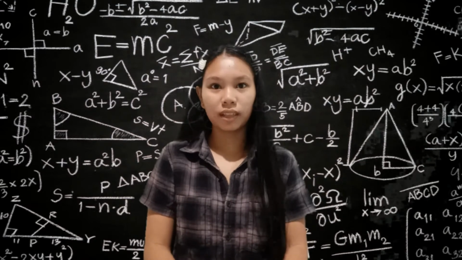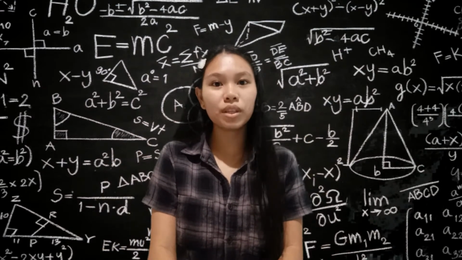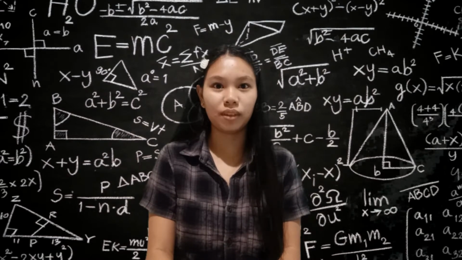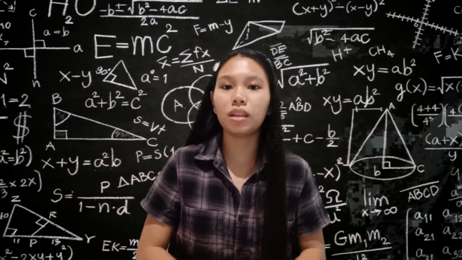There are two types of projectile, the horizontal and the vertical. But for this video, we are just going to tackle the horizontal motion. The question is, how far did the projectile go horizontally before hitting the ground?